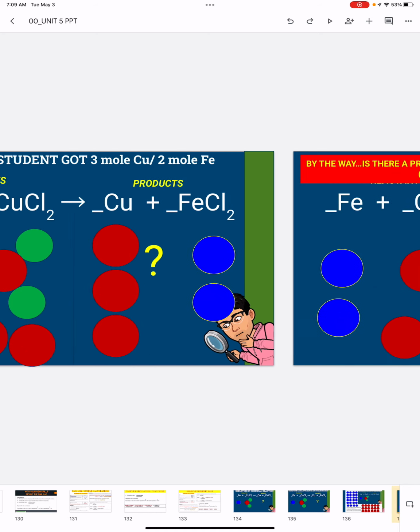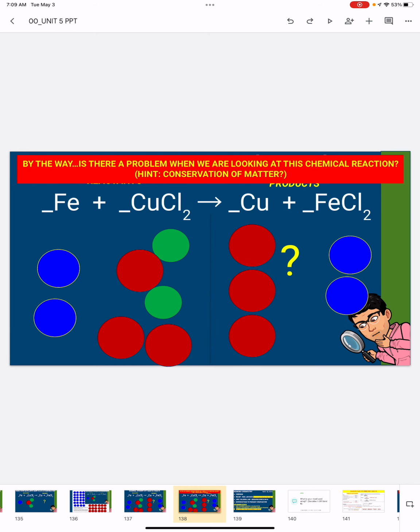You're going to notice that we forgot to account for something. If I look at this chemical reaction, and I look at before, which is the left side, and the after, which is the right side of the arrow, I see that I did not account for the green circles. Those green circles are chlorine, and I did not account for the total number of chlorine atoms. We're going to have to figure that out in our next lab.